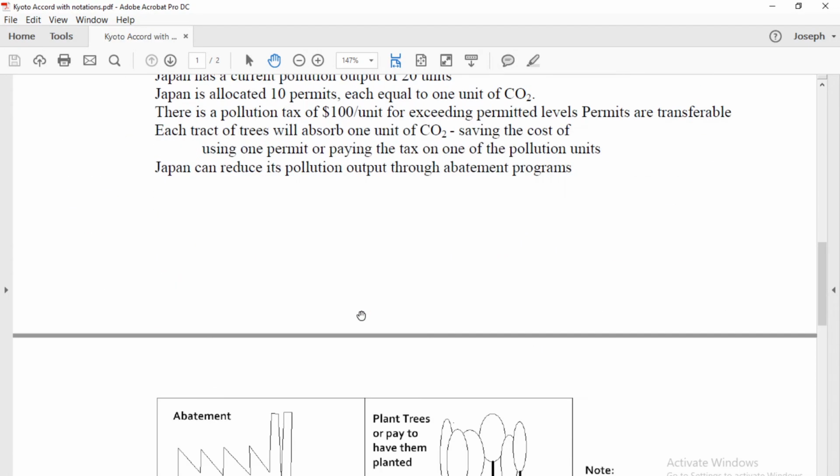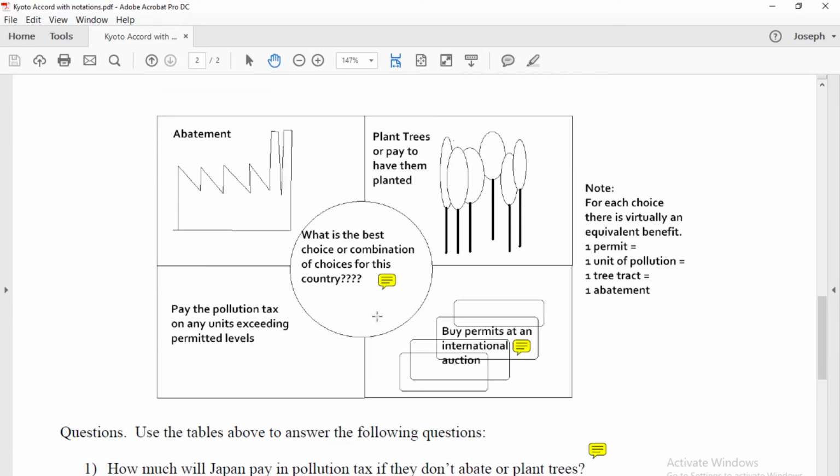So now we come down to some questions, right? And I created this little visual here because what we're really getting at is if you're Japan, what's the best choice or combination of choices for this country? Is it just produce the pollution and pay the tax at $100 per? Is it better to do an abatement and reduce the amount of pollution that we're making? Is it better to plant trees or pay to have them planted to absorb the carbon dioxide that you're making?